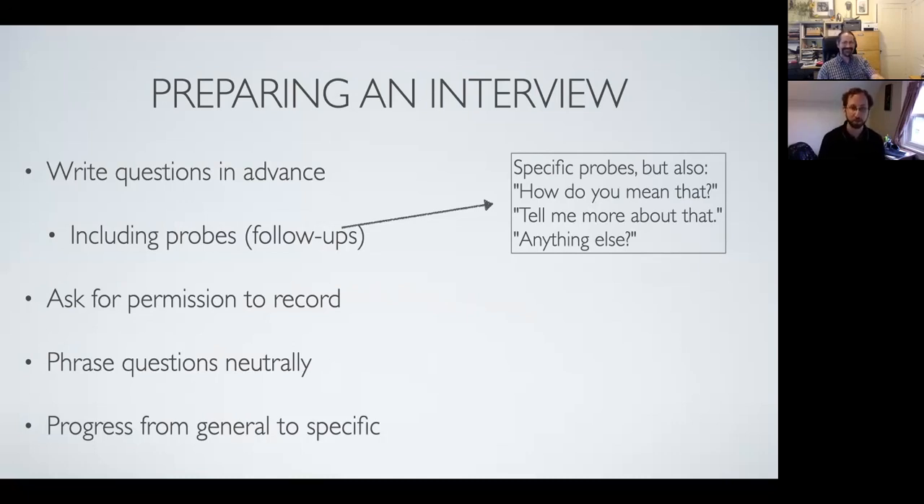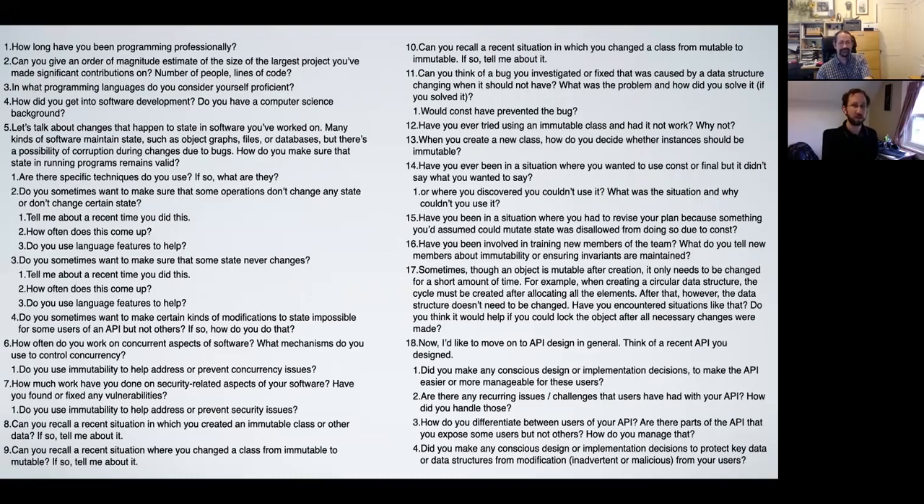useful for your research. And finally, if you progress from general kinds of questions to specific kinds of questions, then you can collect information about your specific things without biasing them in that way initially. So I'm not going to make you read all of these examples, but this is a script that we used for doing one kind of study. We started off with general questions, like how long you've been programming. Let's talk about changes that happen in state. What about concurrency? Have you tried using immutable classes, et cetera. So you can see how it goes from broad questions to specific questions.